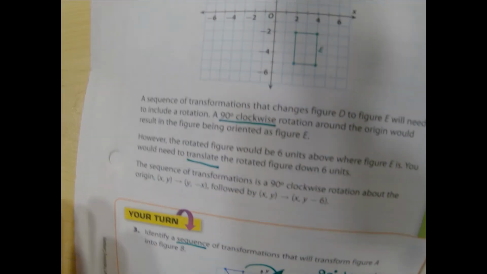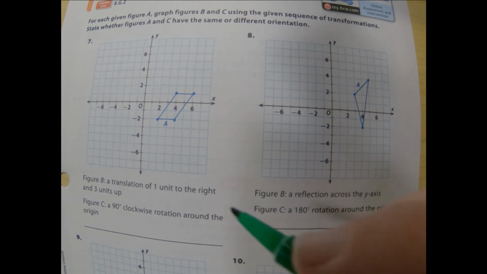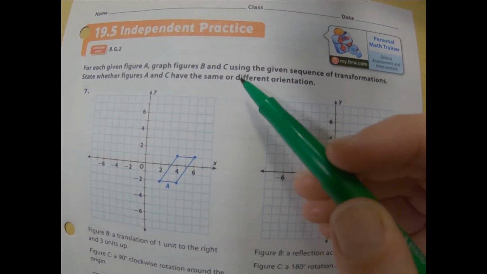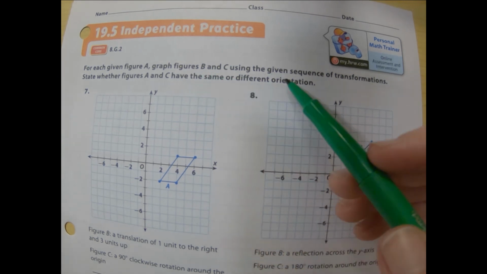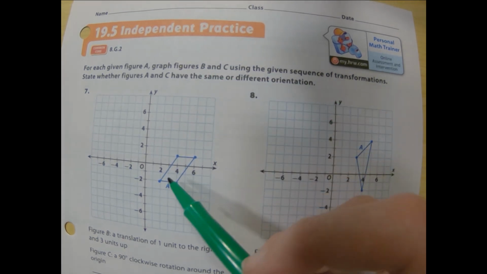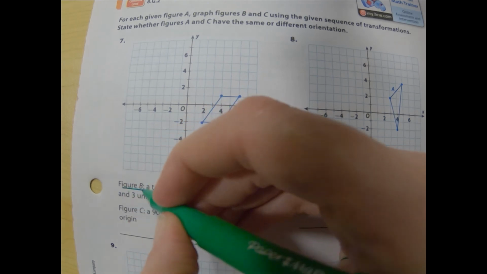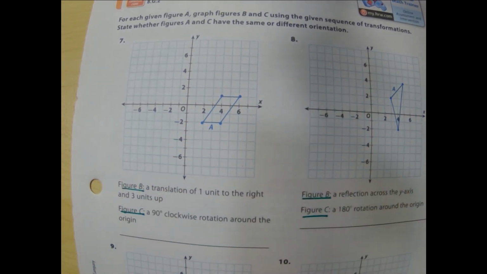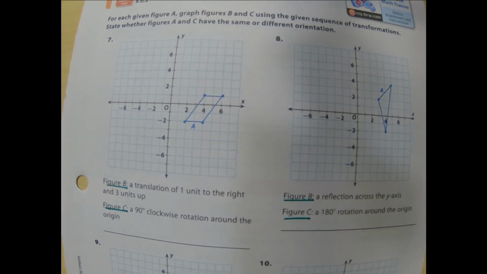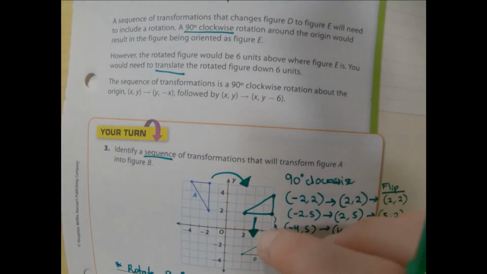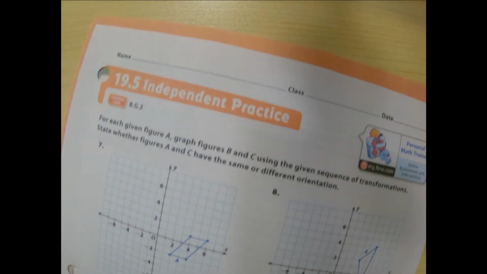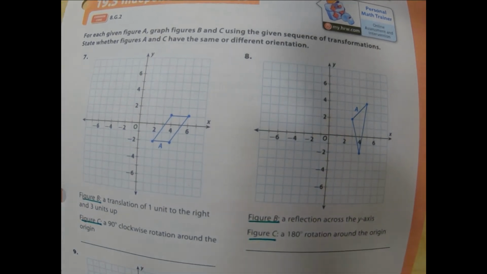Because on your homework, what you're going to have to do is let us know for each given figure of A, you're going to graph figures B and C using a sequence of transformations. So it'll tell you, what do I do to make figure B? And then from B to C. Same thing on all of them, okay? And then you're going to get two congruent figures. So on your homework, you're going to do problems 7, 8, 9, and 10. Okay, take your time, complete your exit slip, you'll do great.